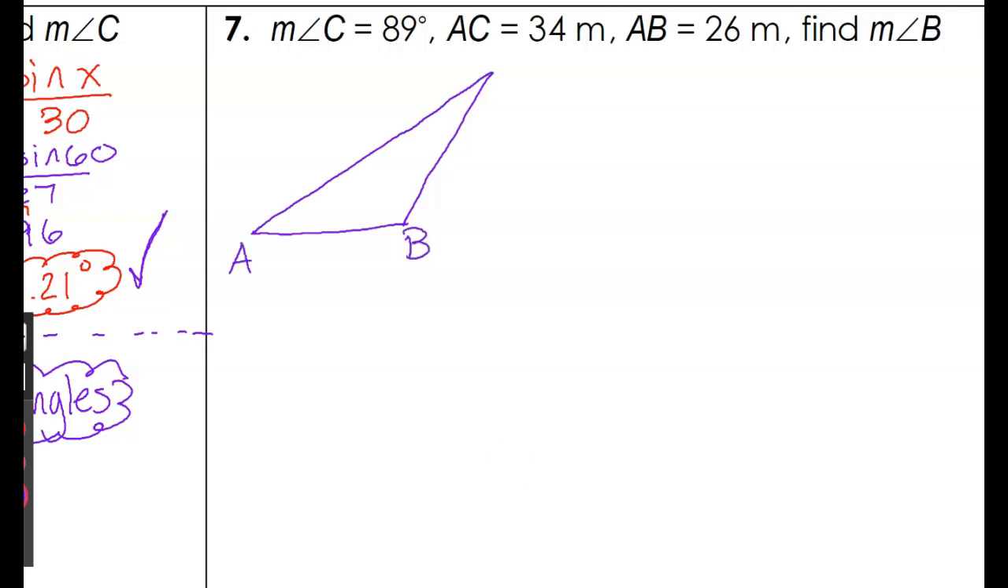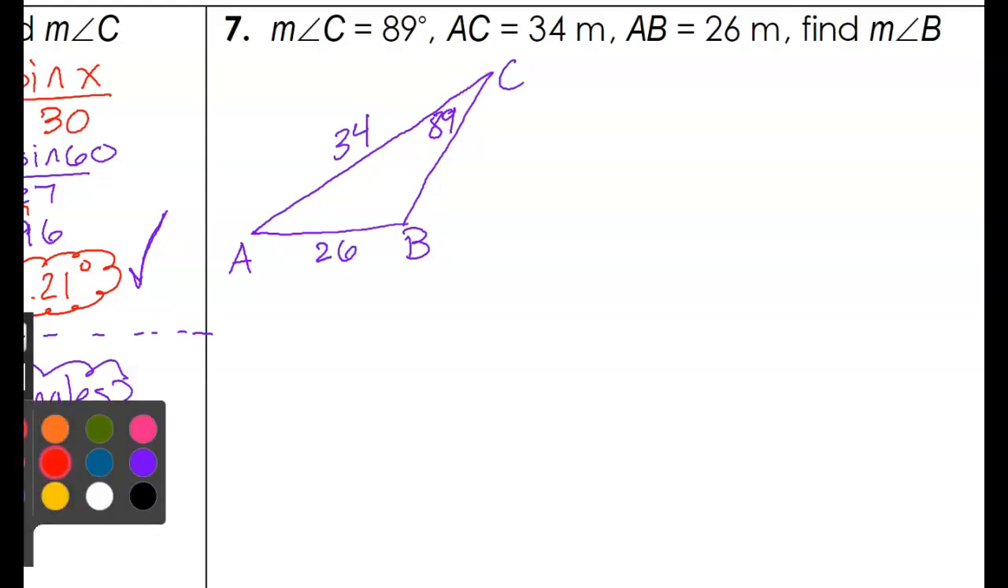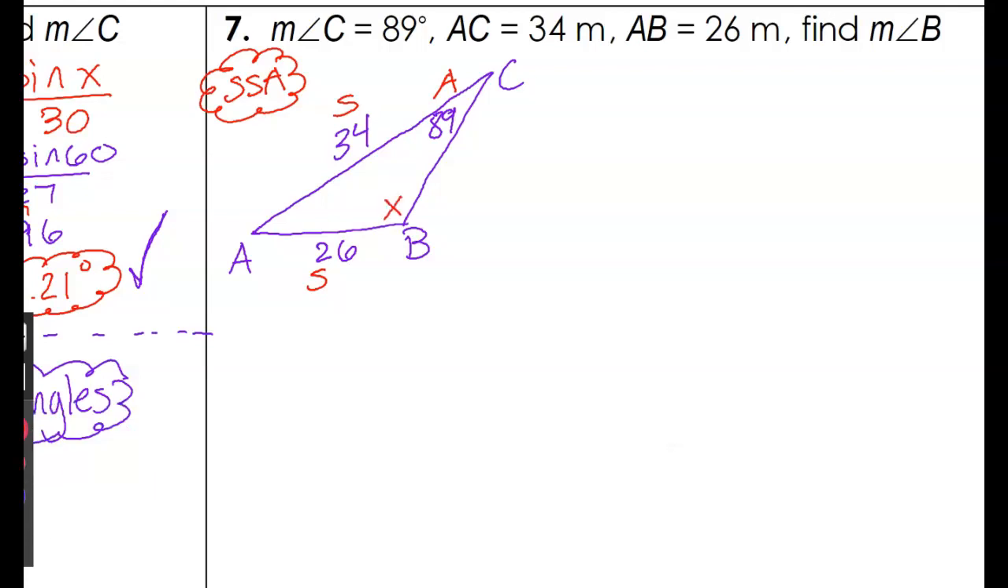Doesn't matter where you put your angles as long as you label them correctly. So C is 89, AC is 34, and AB is 26. So this is an SSA triangle, meaning you can use law of sines, but you have to be wary of the ambiguous case. And we're trying to solve for angle B. So you can use law of sines.